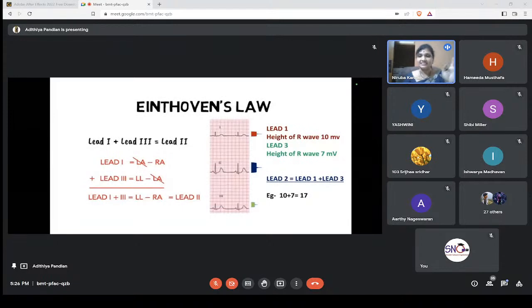You can take any ECG and read it. So lead 1 and lead 3, if you add the voltage heights, how do you say it is 10 millivolts? We have to know the calibration again. We'll just move on to it.